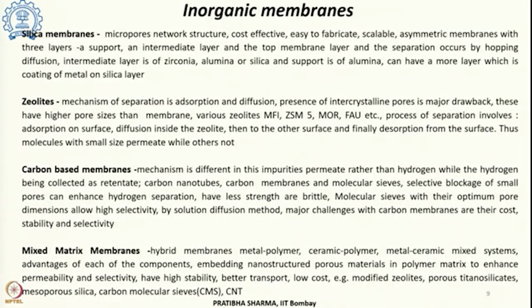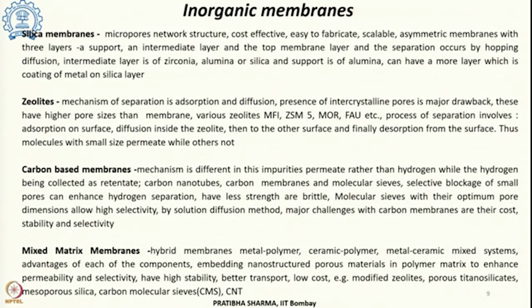Now other than the metallic and polymeric membranes, there is a wide range of inorganic membranes that can be used for hydrogen separation and purification, like the silica membranes. Silica based membranes are microporous in structure. These are cost effective, they can be easily fabricated, they are scalable and they are an asymmetric type of membrane. So they have 3 different layers: a top layer, an intermediate layer and a support layer, and the separation of hydrogen from the mixture occurs by means of hopping diffusion.